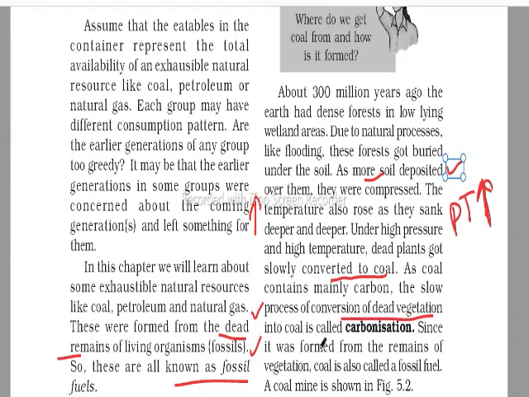The slow process of conversion of dead vegetation into coal is called carbonization. So what is carbonization? Carbonization is when dead vegetation is converted into coal, right, and it is a slow process. This process is called carbonization.